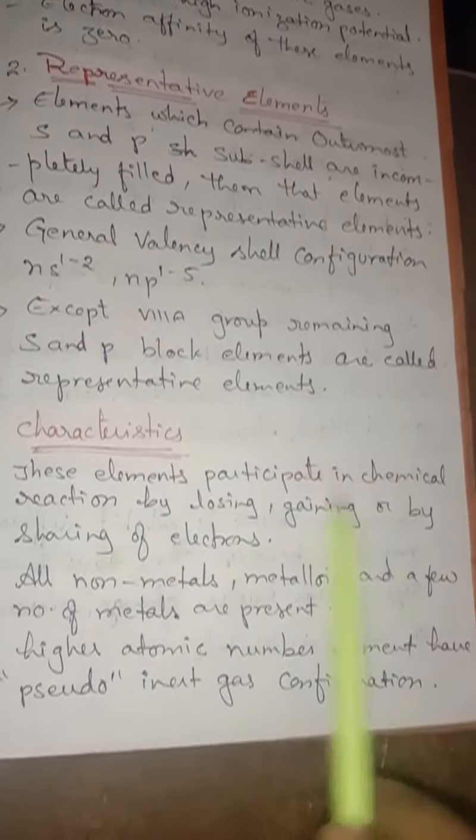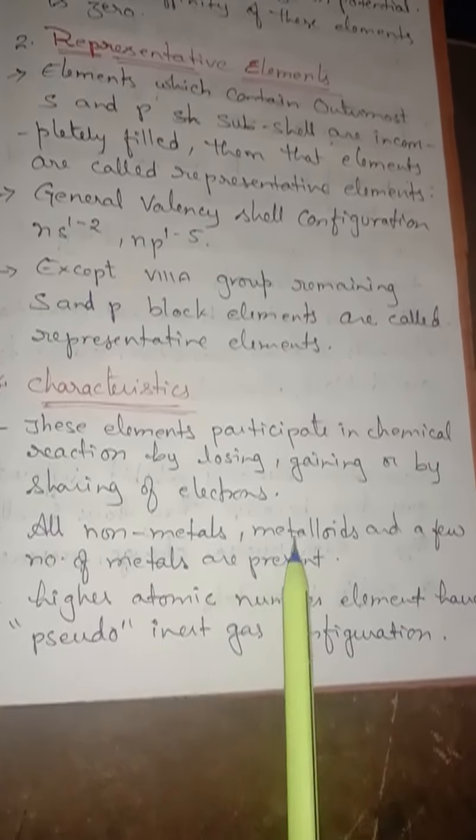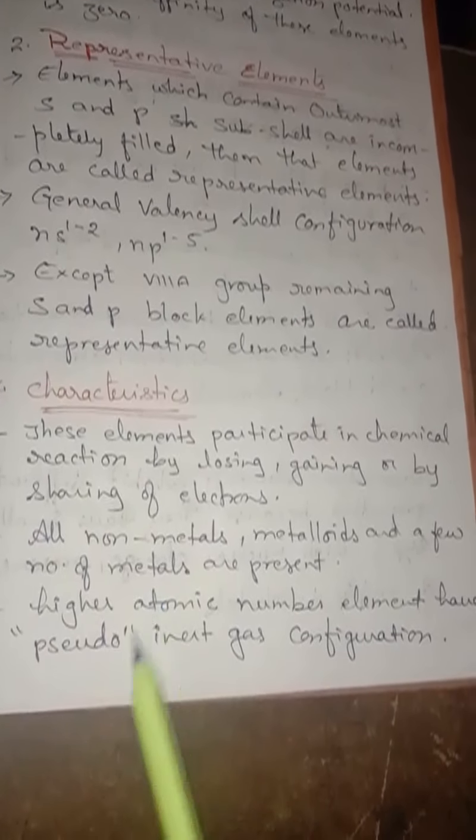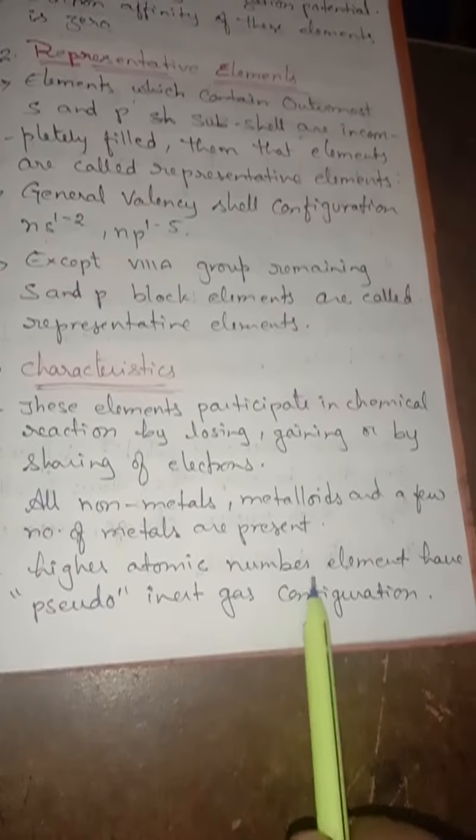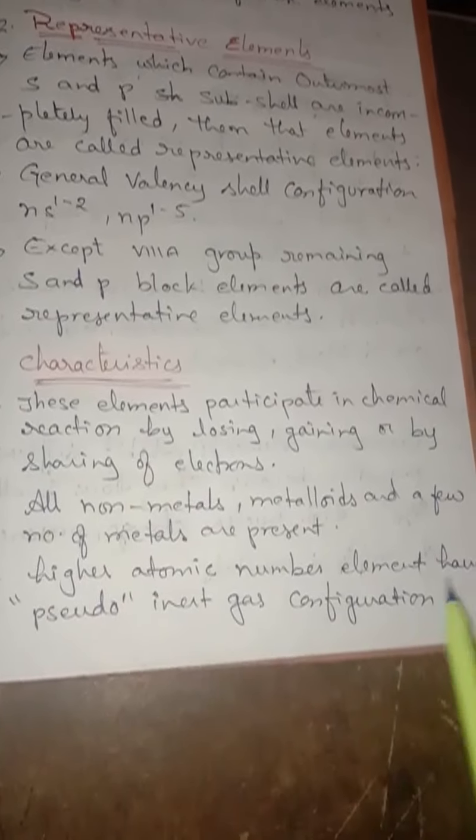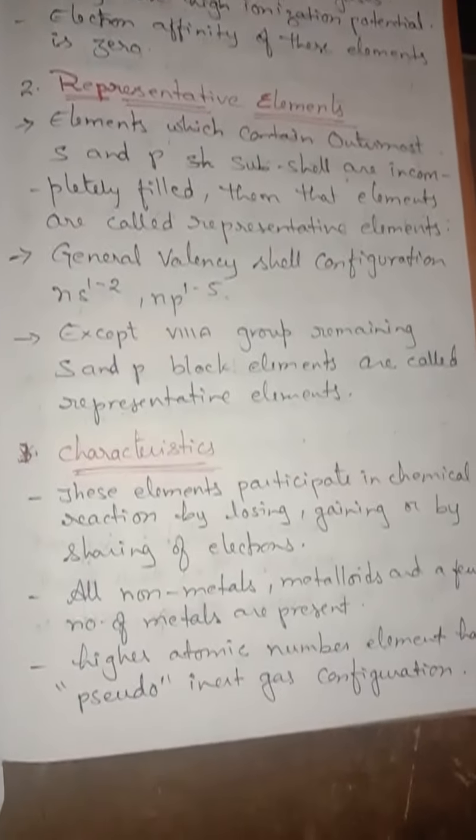So we are going to see their characteristics now. These elements participate in chemical reaction by losing or gaining or by sharing of electrons. All non-metals, metalloids and a few number of metals are present in this. So non-metals usually gain the electron, metals usually lose the electron. Metalloids have the characteristics of both metals and non-metals. Next, higher atomic number elements have pseudo inert gas configuration. Pseudo means false inert gas configuration. Higher atomic number elements have false inert gas configuration to attain stability.